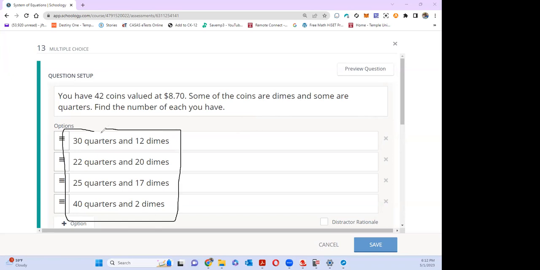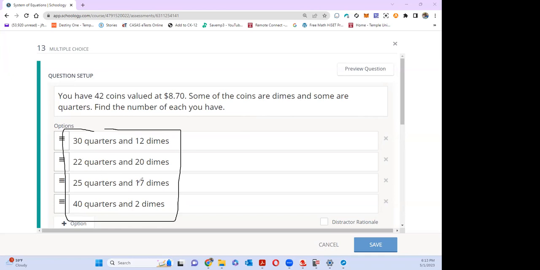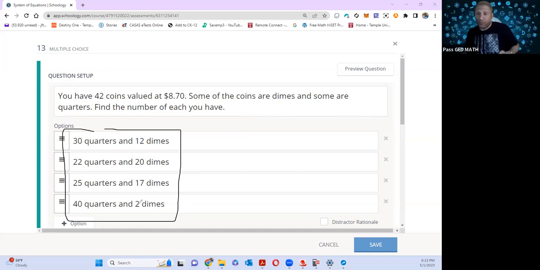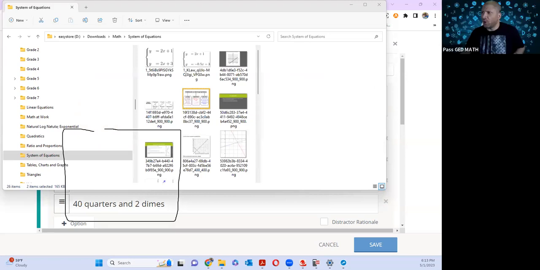So first of all, dimes and quarters must equal 42. So 30 plus 12, 42. 22 plus 20, 42. 25 plus 17, 42. 40 plus 2, 42. So all of these answers satisfy the first equation, that there are 42 coins. Everybody understand that? Right.